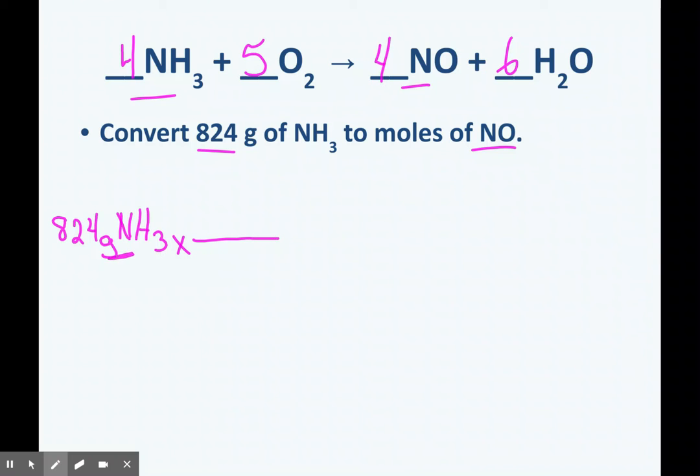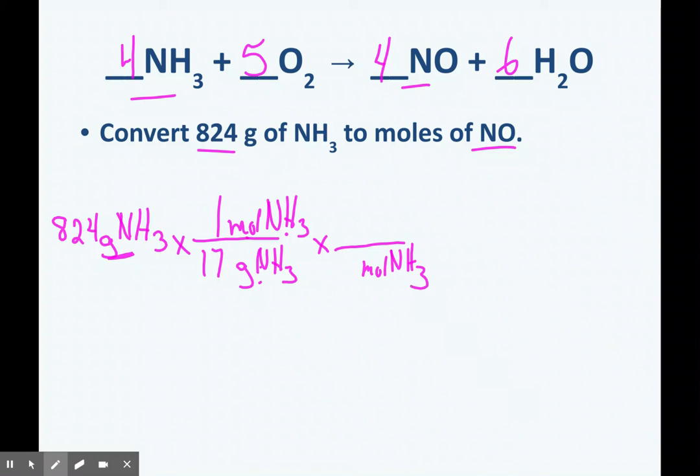So since we've got grams of NH3, that's going to go on bottom. We can't switch to the other substance until our first substance is in moles. So we're going to have to get this in moles first. So grams to moles of NH3. 1 mole is whatever the mass of NH3 is, and NH3 is going to be 17 because we've got 14 plus 3 hydrogens gives us 17. Now moles of NH3 is on top, so moles of NH3 on bottom. Now we can switch to moles of our other substance, so moles of NO.